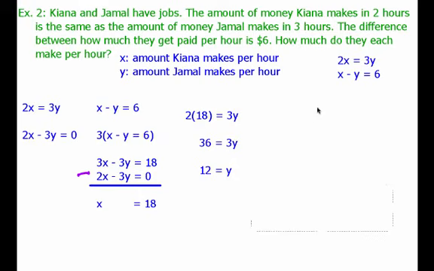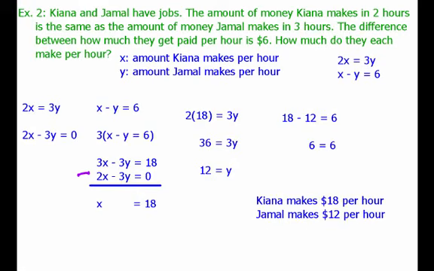Now we need to test this. The way we test this is simply by plugging both of these values into my second equation, x minus y equals 6. We do 18 minus 12. 18 minus 12 is 6, so it works. So my answer ends up being Kiana makes $18 per hour, and Jamal makes $12 per hour. Once again, the key was defining our variables, setting up our equations, and then we just solve.